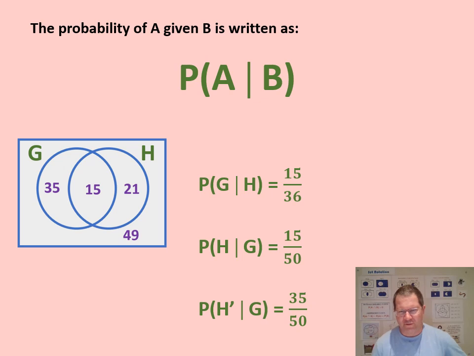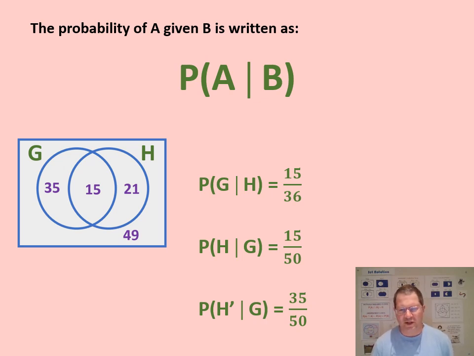data. So for the first one, the probability of G given H, we start off with the fact that we're doing it out of H. We know that H exists already. So out of the 36, the question is saying, what is the probability of G? And in the H circle, 15 of them are also in G, so the probability is 15 over 36.